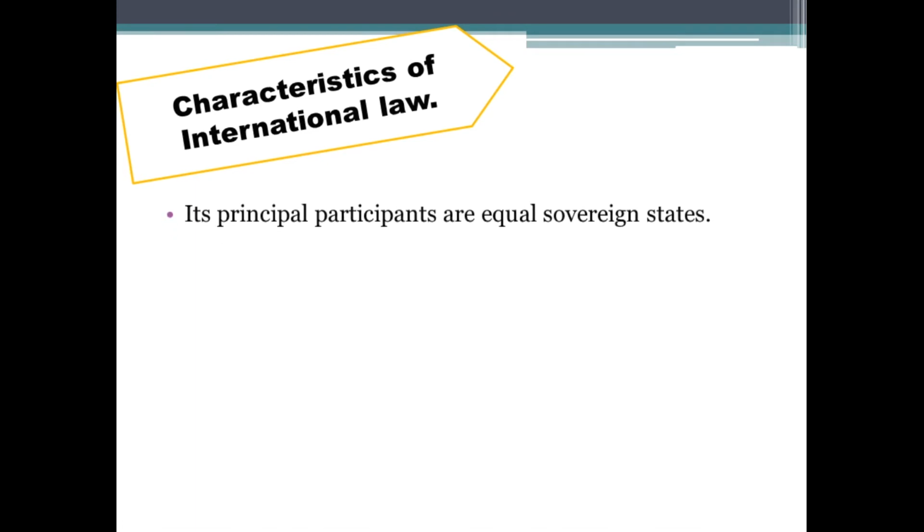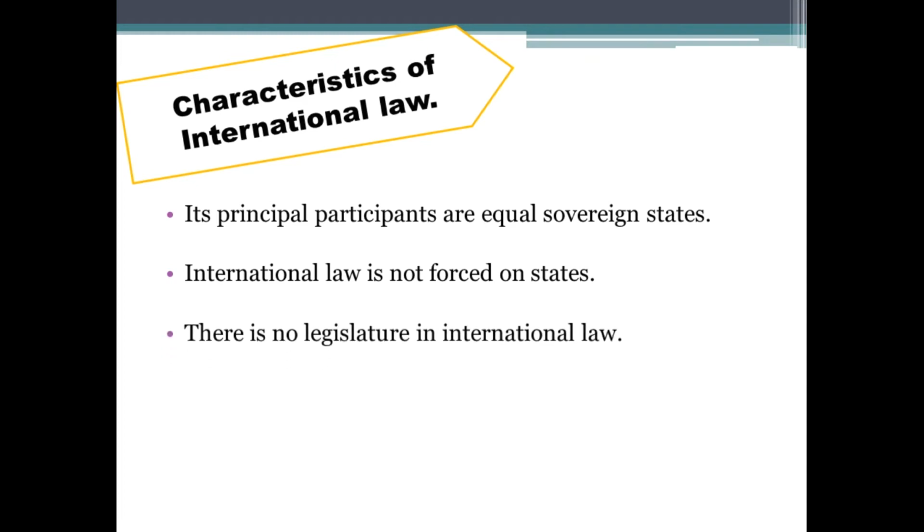In international law, its principal participants are equal sovereign states. Participants are states or nations who govern themselves fully, govern their resources, and have their own laws. Secondly, international law is not forced on states. Nations are not forced to comply with all international laws. International law gives guidelines on what is commonly expected from various nations. Police or any other authority is not available to enforce or impose those laws on the states.